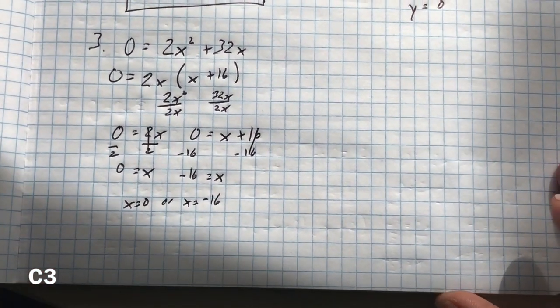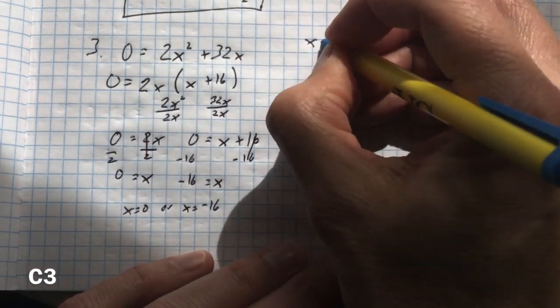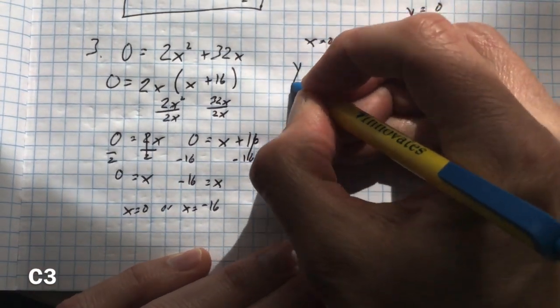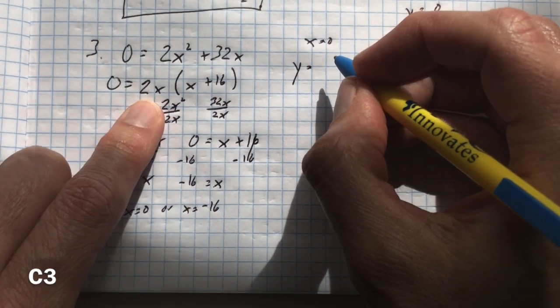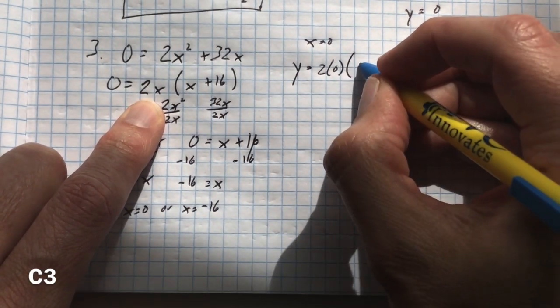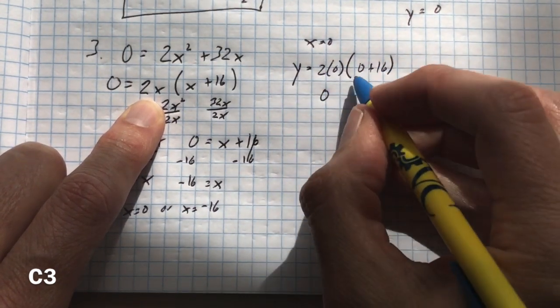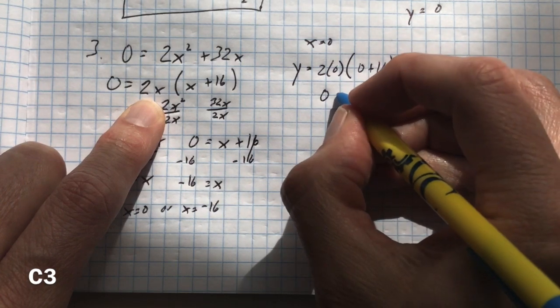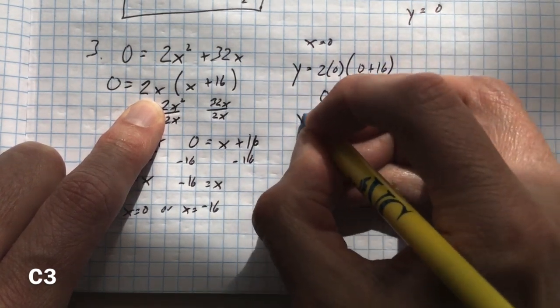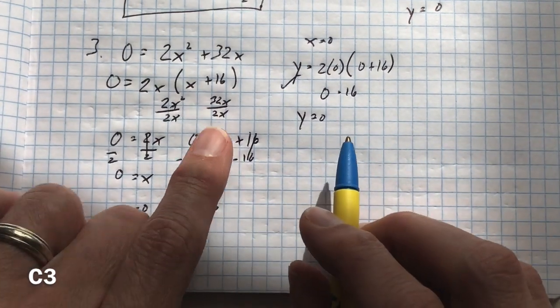But let's check those just to be sure. So I'll set this come over here. We'll do first of all where x equals 0. Make it y equal to 2 times 0, all that times 0 plus 16. Well, 2 times 0 is 0. 0 plus 16 is going to be 16. So 0 times 16, x equals 0. That checks.